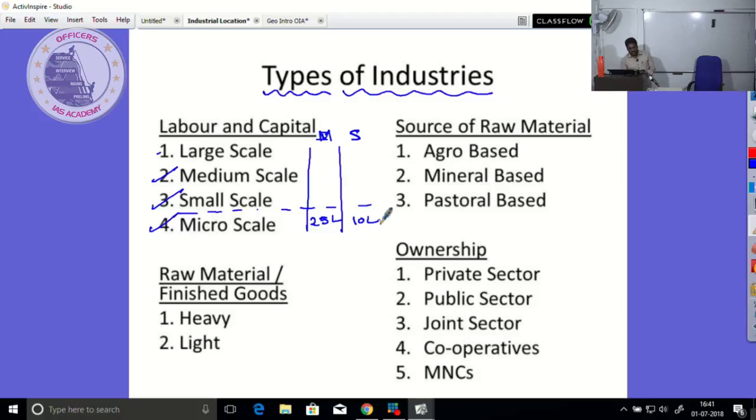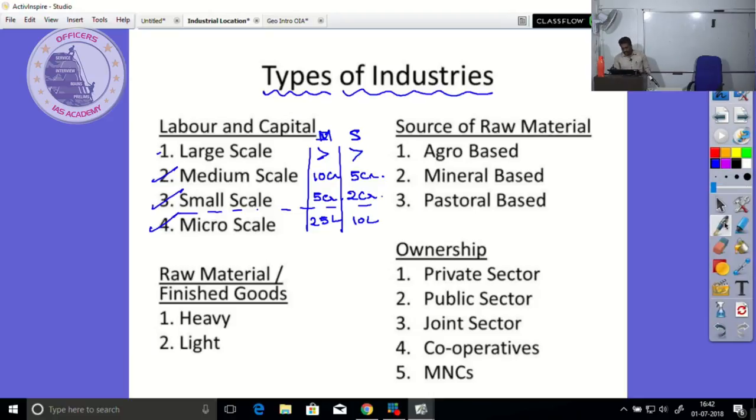When I talk about small scale industries, it is 25 lakhs to 5 crores, if I am not wrong, for manufacturing. For the service sector, it is 2 crores. For medium scale, it is 5 crore to 10 crore in manufacturing, and for the service sector, it is 5 crores. More than this, you call it large scale industries. This is according to the MSME Act 2006, sir.